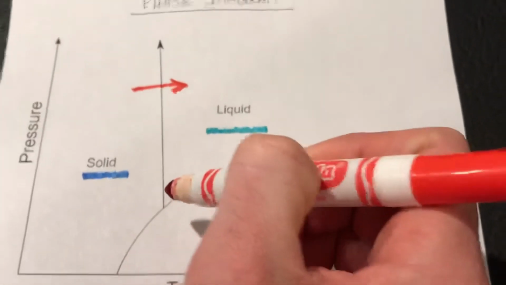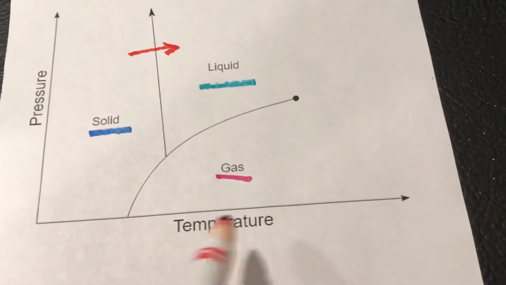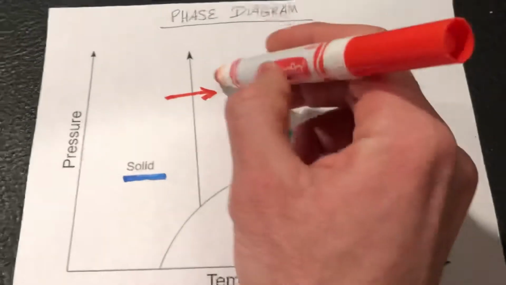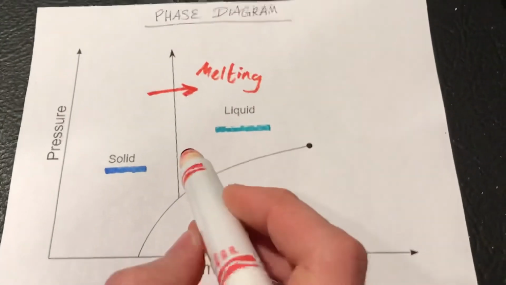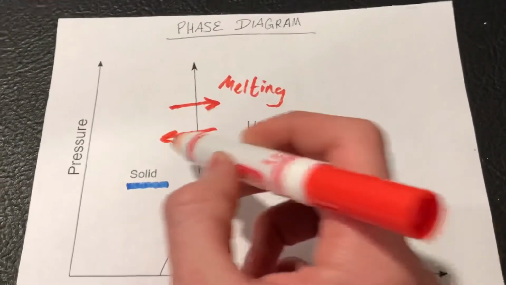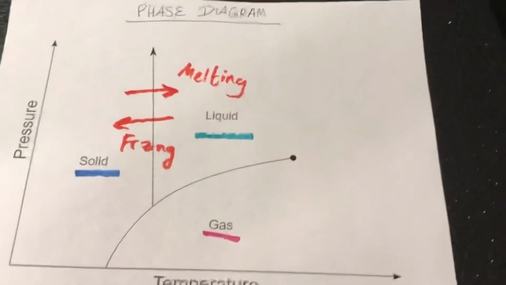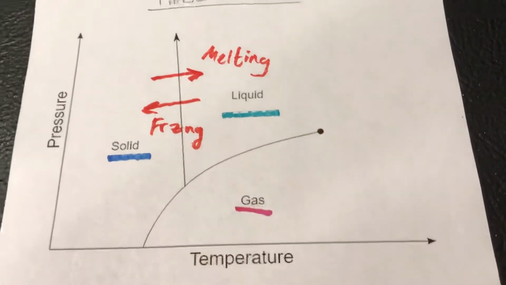So on our line, if we have an arrow going from solid to liquid, so if the temperature goes from something over here to something over here at a certain pressure, it's going to go from solid to liquid, which is obviously our melting. And if it goes the other way, this is our freezing. There are some other words used for those, but melting and freezing is fine.